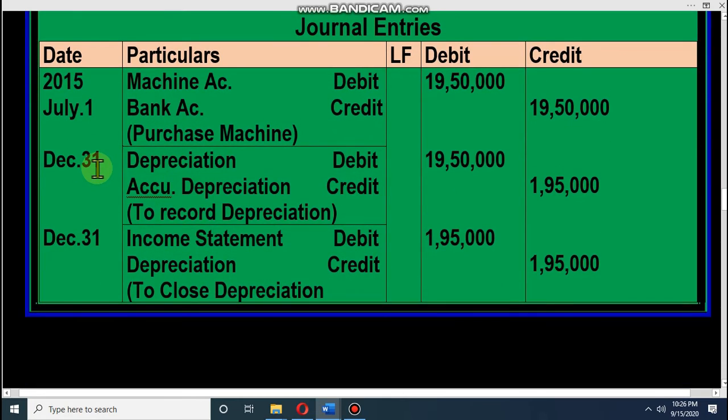Then on 31st December we charge depreciation. For charging depreciation, the journal is depreciation debit, accumulated depreciation credit. You know that depreciation is an expense, so expense account will be debit, and accumulated depreciation is a fund, so fund account will be credited. In grade 9 and 10 also you have learned this: depreciation debit, accumulated depreciation credit. The amount will be 1,95,000, not 19 lakh 50,000, 1,95,000. Depreciation debit, accumulated depreciation credit, amount is 1,95,000.